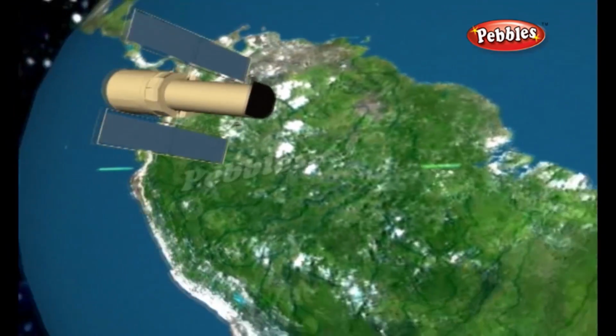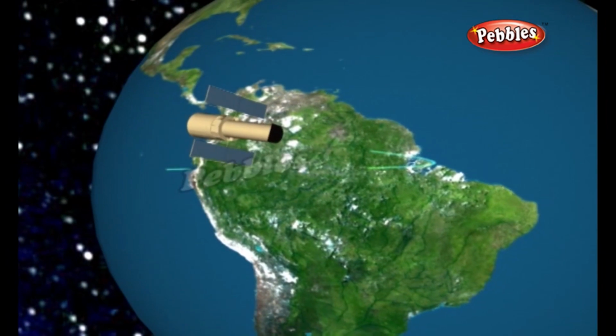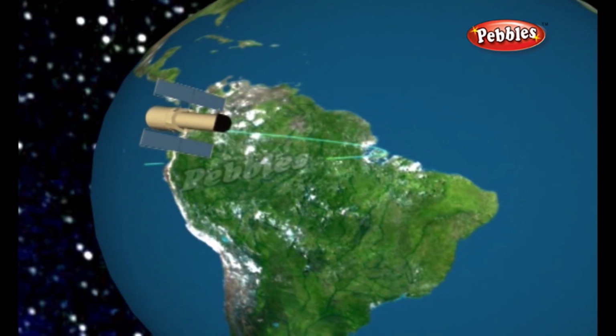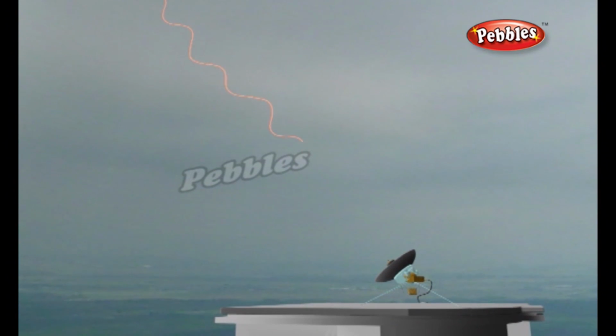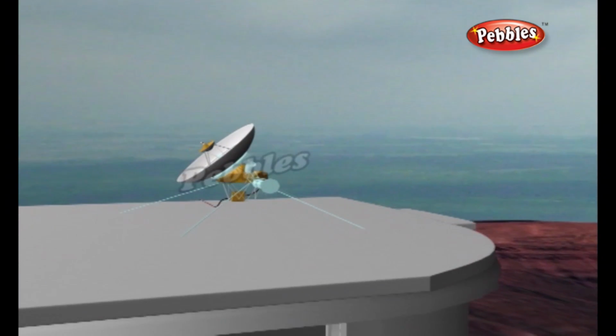The first satellite television signal was relayed from Europe to the Telstar satellite over North America in 1962. Satellite television systems transmit and receive radio signals using specialized antennas called satellite dishes.